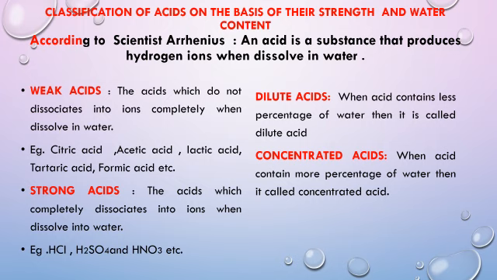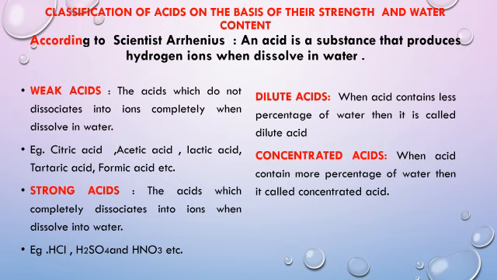Weak acids are the acids which do not dissociate into ions completely when dissolved in water. Example, citric acid, acetic acid, lactic acid, tartaric acid and formic acid. Strong acids are the acids which completely dissociate into ions when dissolved in water. Example, hydrochloric acid, sulfuric acid and nitric acid, etc.